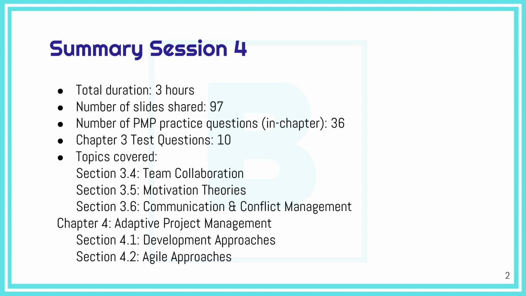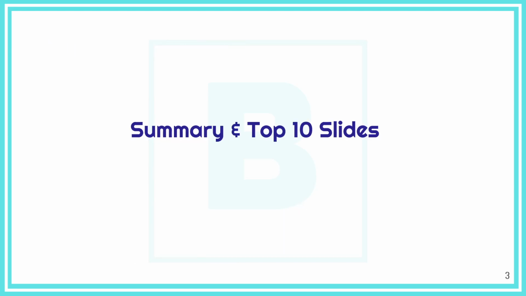Then we started chapter 4, and we said that chapter 4 is probably the most important chapter since it covers more than half of the questions in the PMP exam, which is adaptive project management. We covered section 4.1, the development approaches, and section 4.2, the agile approaches. Okay, so we will give you a summary of the entire session, and we will go through the top 10 slides which we have picked for you.